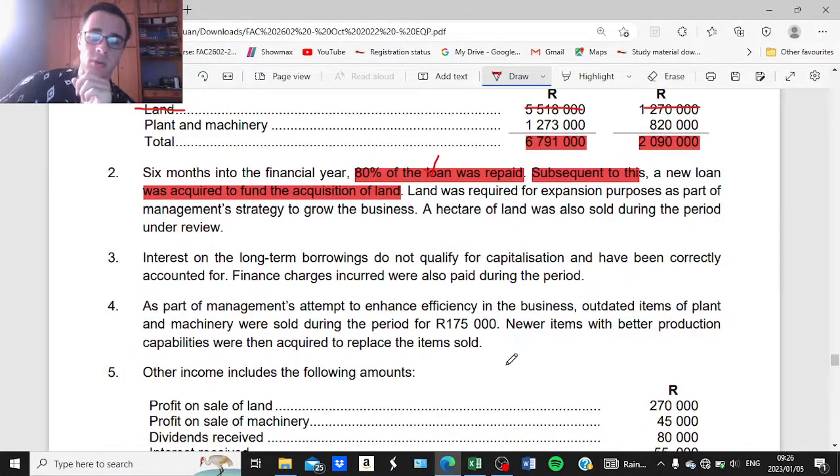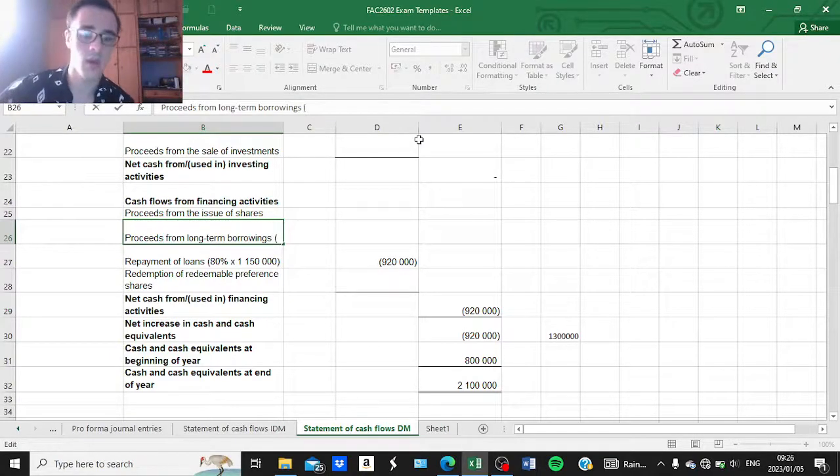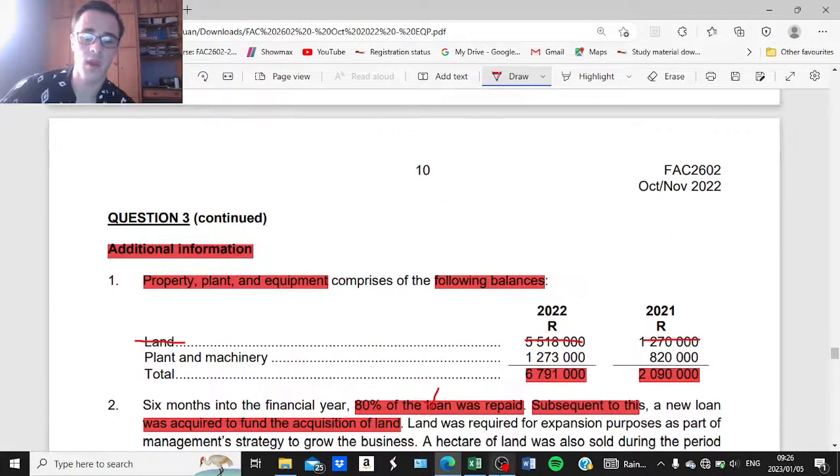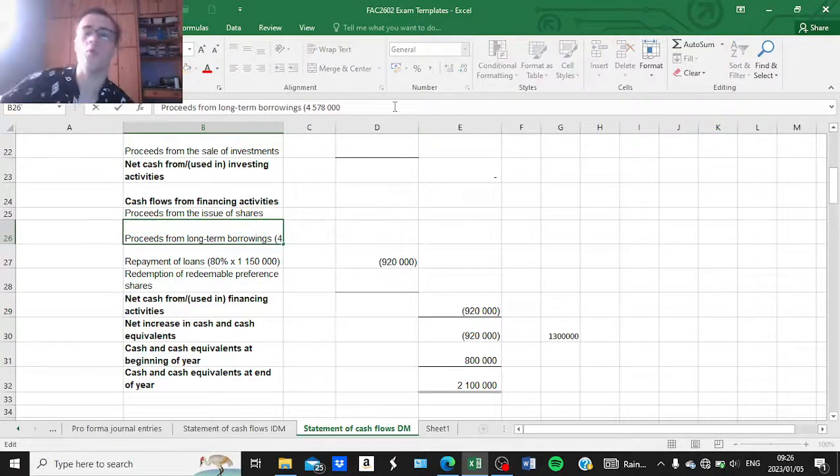So we need to calculate the value of the additional loan that was obtained in order to fund the acquisition of land. And this is calculated as follows. The proceeds from long-term borrowings will be calculated by taking the closing balance of 4,578,000. We will add back the repayment of 920,000, because remember, we are working backwards in order to calculate the additional loan acquired. So we are adding back the 920,000 that was repaid halfway through the year, and then we will subtract the opening balance of 1,150,000.